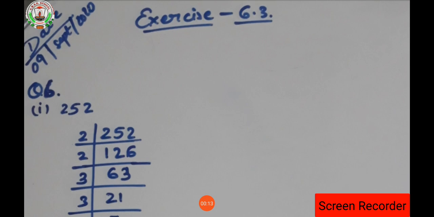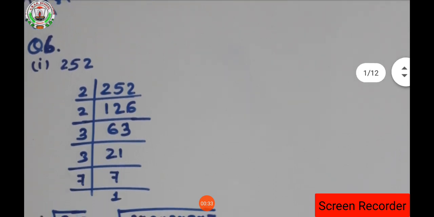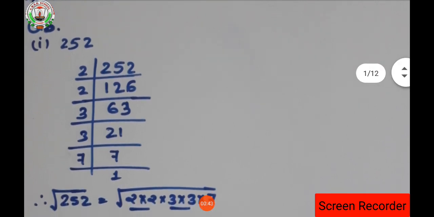In this question it is said that for each of the following numbers, find the smallest whole number by which it should be divided so as to get a perfect square. Also find the square root of the resulting numbers. It is the same as question number 5, but the difference is that in the 6th question it is asked to divide, whereas in question number 5 it is asked to multiply. So in question number 6 we are going to divide the factors.